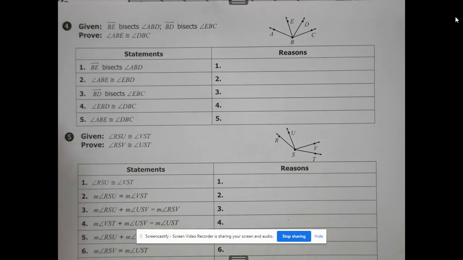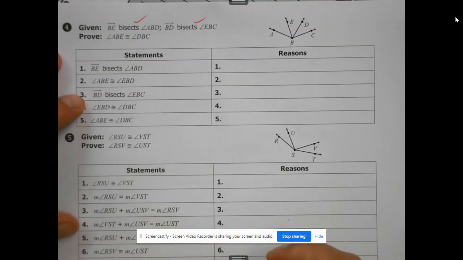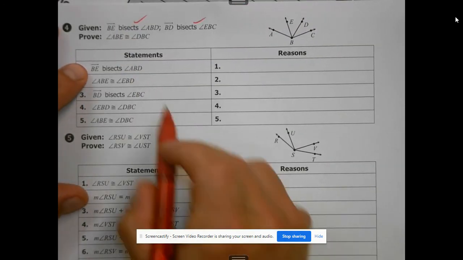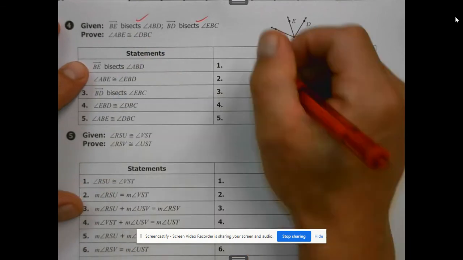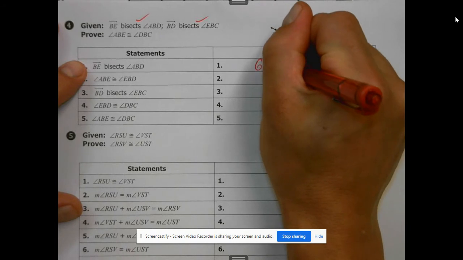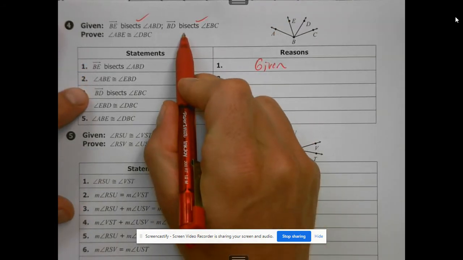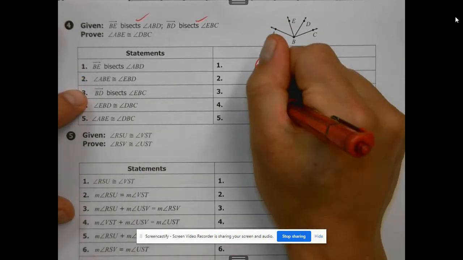Number 4, we have 2 givens. BE bisects angle ABD. Remember, we're going to cut that angle in half. Bisect means to cut in half. So that was given to us. And the other given, BD bisects another angle. That's also given to us.